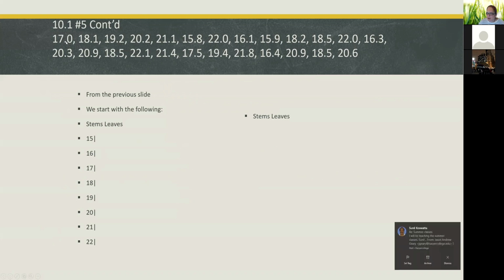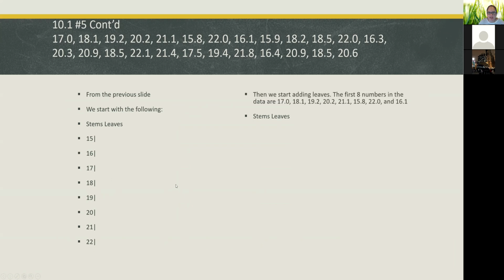Now notice that our first data value is 17.0. So we're going to be putting a 0 next to the 17. The next data value is 18.1, so we'll put a 1 next to the 18. And then the next one is 19.2, so we'll put a 2 next to the 19. Here's the 0 next to the 17, and the 1 next to the 18, and the 2 next to the 19. And then the next one I see is 20.2, so next to the 20, I'll put a 2. And the next one is 21.1. So next to the 21, I'll put a 1.